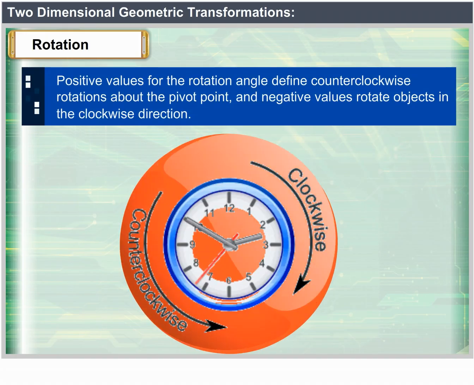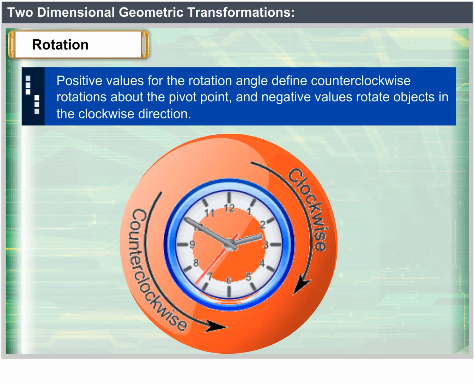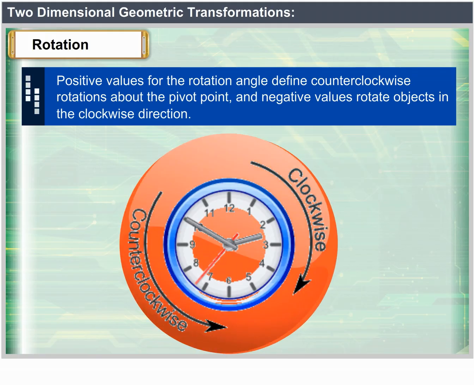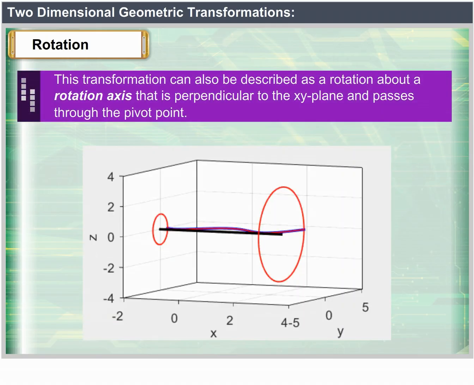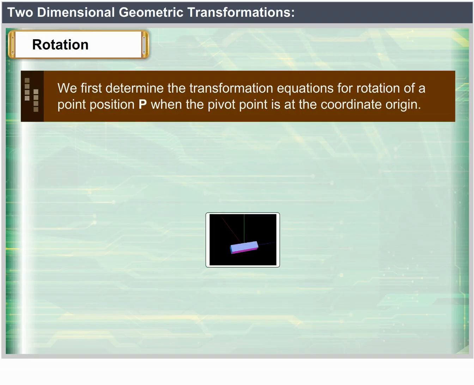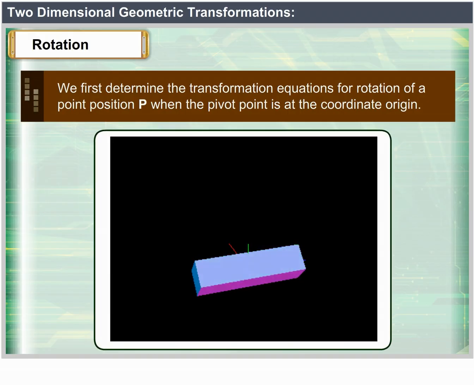Positive values for the rotation angle define counterclockwise rotations about the pivot point, and negative values rotate the objects in the clockwise direction. This transformation can also be described as a rotation about a rotation axis that is perpendicular to the xy plane and passes through the pivot point. We first determine the transformation equations for rotation of a point position P when the pivot point is at the coordinate origin.